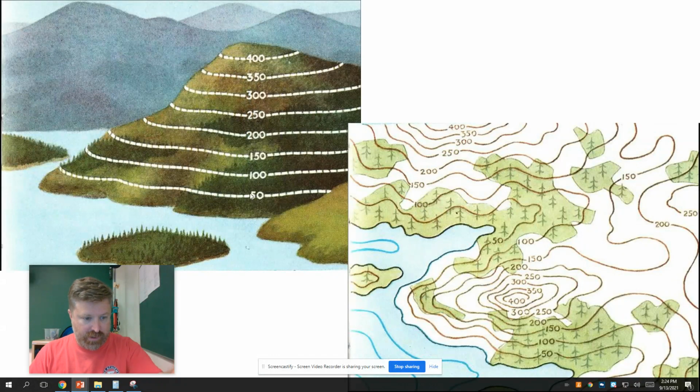Now, of course, this isn't really actually printed on any hills anywhere. It's up to us to figure out how to translate that three-dimensional land surface in our head to a two-dimensional map, or vice versa. Look at a two-dimensional map and see what the land surface might look like.